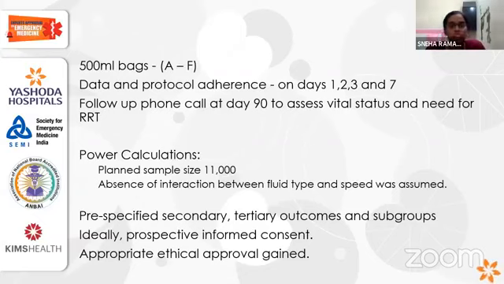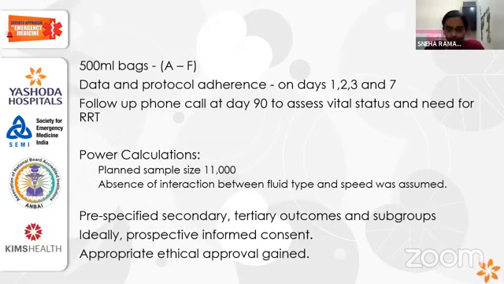The fluids were labeled from A to F, and each contained 500 ml of fluid. The data and protocol adherence was checked on days 1, 2, 3, and 7. And the patients were followed up by a phone call at day 90 to assess their vital status and whether there was any need for RRT.